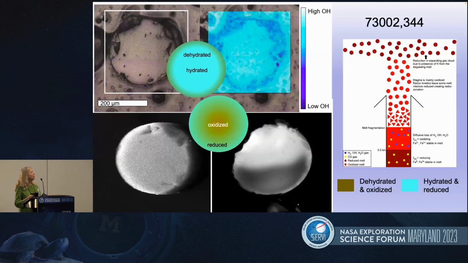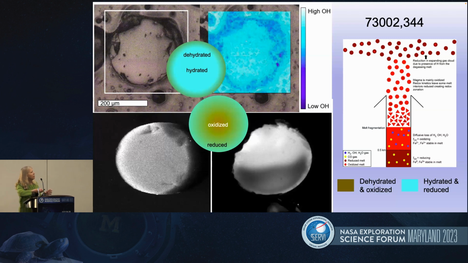And then this is a sample in which we have both FTIR and synchrotron data. And this one is really interesting because this particular bead is dehydrated on the edges and also reduced, which is an interesting combination. It's exactly the opposite of what we hypothesized. And it's also oxidized and hydrated in the middle. So, man, there's still a lot of science to be done here. It's really a meaty subject.